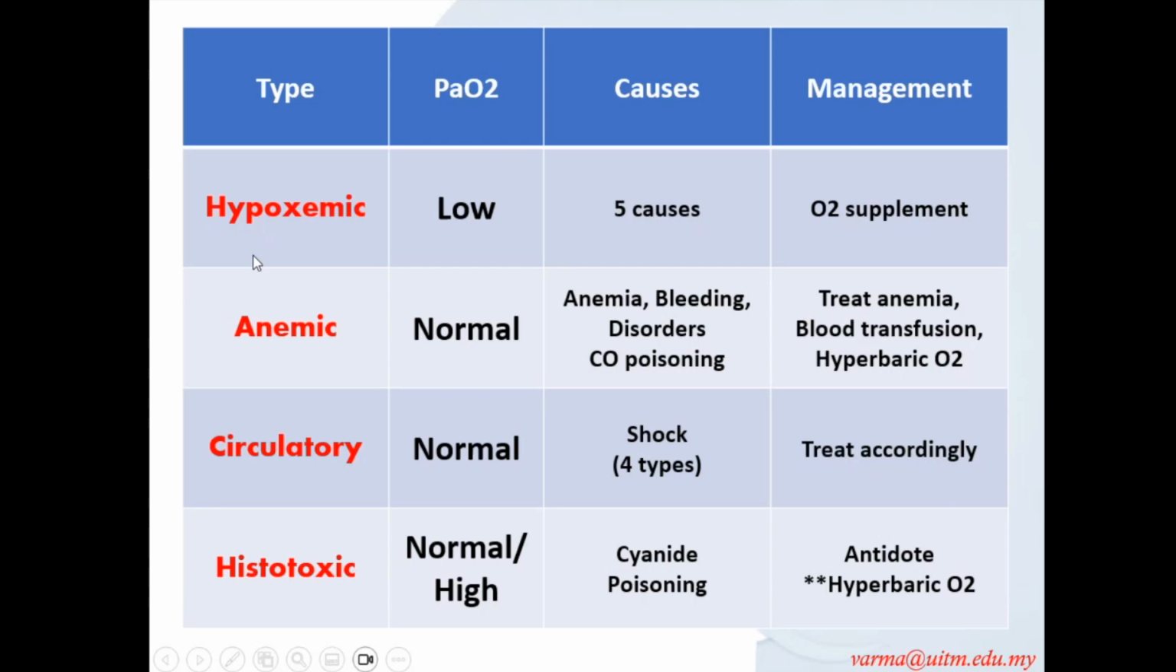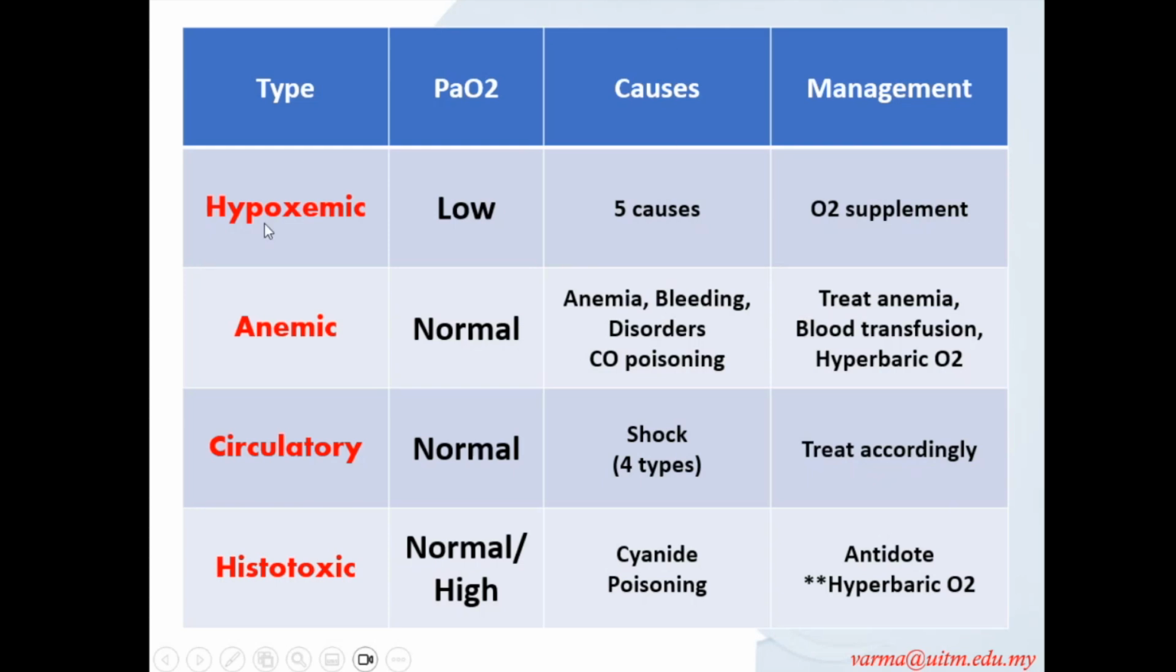So when we look at hypoxia itself, the PaO2 will be low in hypoxemic hypoxia, but in anemic, circulatory, and histotoxic it will be normal. Or sometimes in histotoxic hypoxia, the PaO2 will be high because of reduced utilization. The oxygen that is delivered in the arterial blood into the cell is not being used, so it could be on the high side.